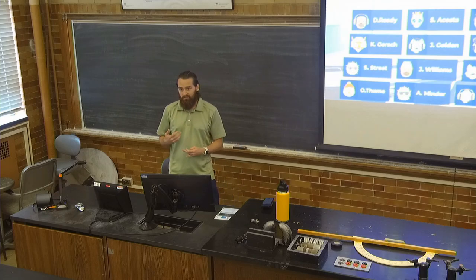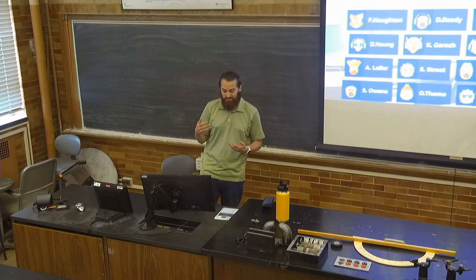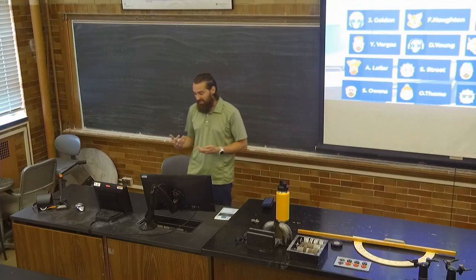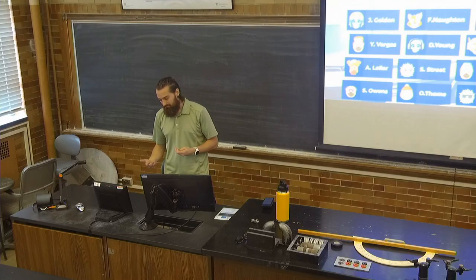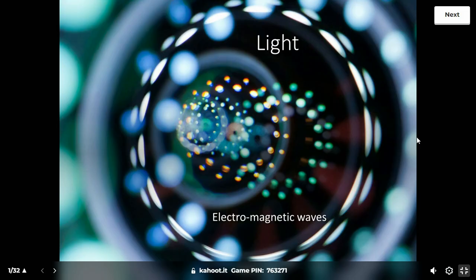Today we're going to finish our discussion of the physics that we kind of need to understand before we learn about astronomy, and we're going to talk about light. So far we've focused on how things move and why things move the way they do, and now we're going to talk about the physics of light, and we'll see why that's important as we go forward.